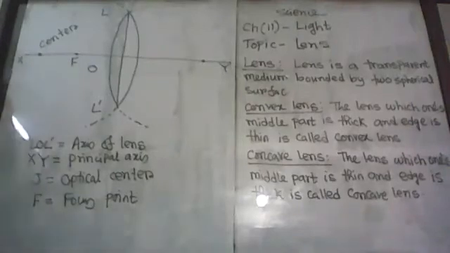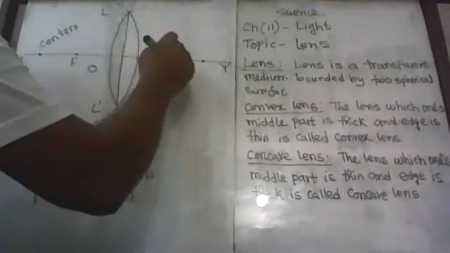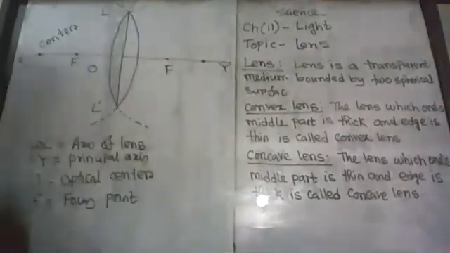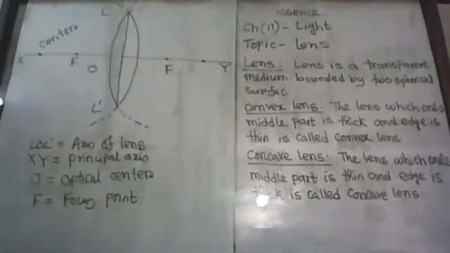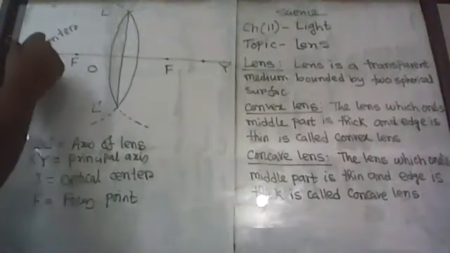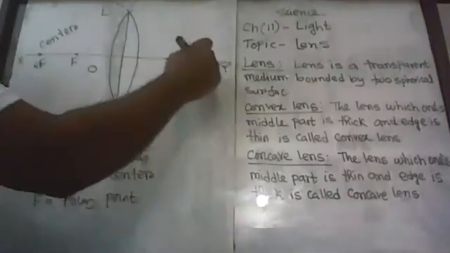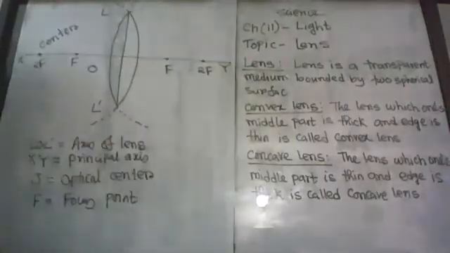Just like this, there is another focus point here. And this center point is at double the length of the focus point. That's why this center point is known as 2F. Boys and girls, this is the basic idea. These are the basic ideas about lens.